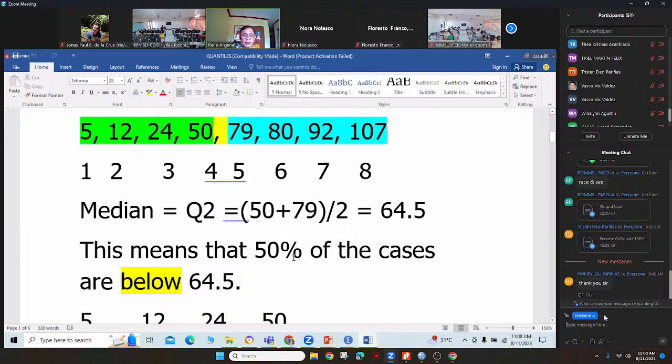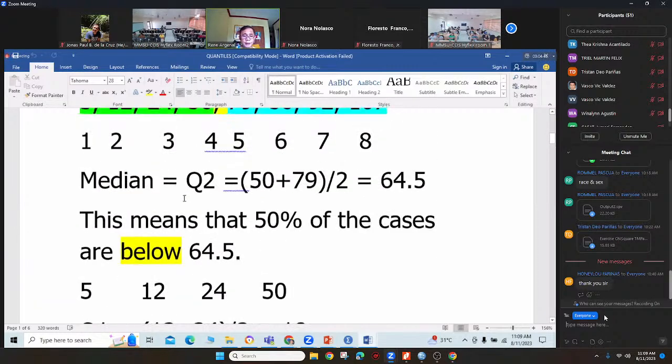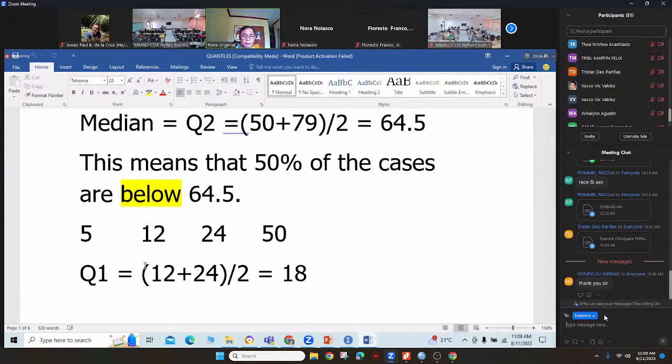To identify the first quartile, you cut the data set into 2, and the middle of the lower half would be the first quartile. And the middle of the upper half would be the third quartile. So your Q1 would be the middle between 12 and 24, that is 18. What does this mean? It means that 25%, because Q1 is equal to P25, of the cases are below 18.